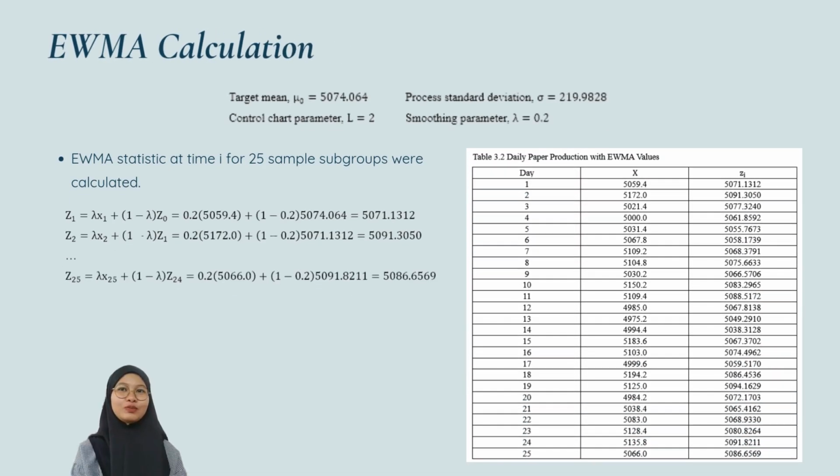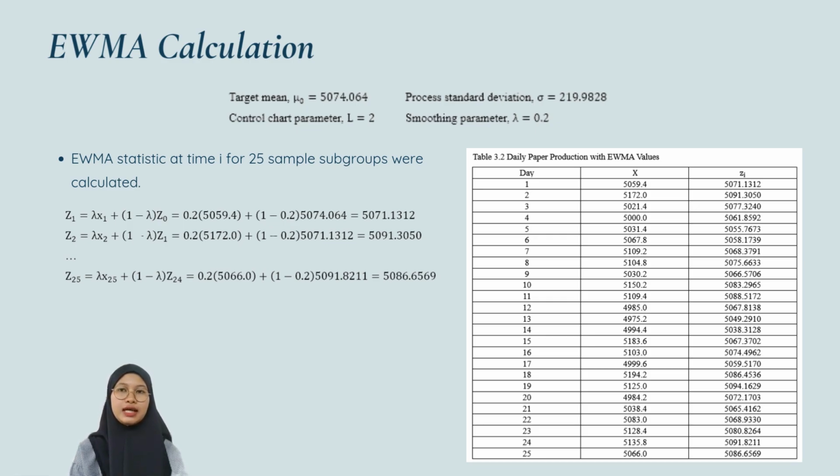Now we move to the UMA calculation, where the target mean mu null is equal to 5074.064. For the process standard deviation sigma, by using the formula R bar divided by d2, it equals 219.9828. For the control chart parameter L, we choose 2, and the smoothing parameter lambda equals 0.2.